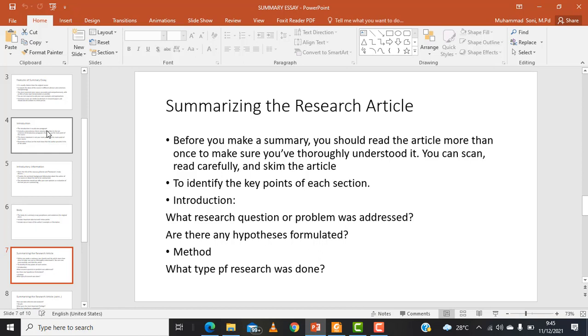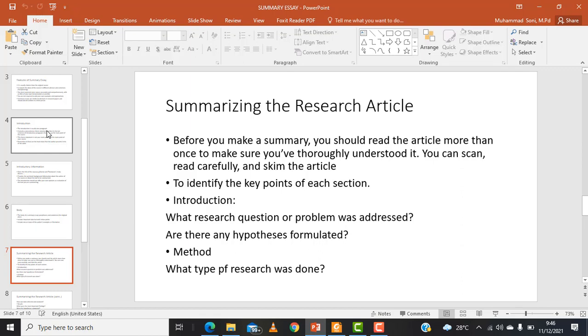That's a short description about the elements of the research article. Now, because you are about to summarize the research article, I think the following key points will help you to understand it. The first is introduction. You have to find out what research questions or problem was addressed. So it means that you have to find out the problems of the research.